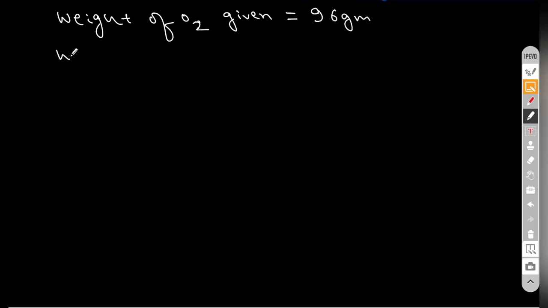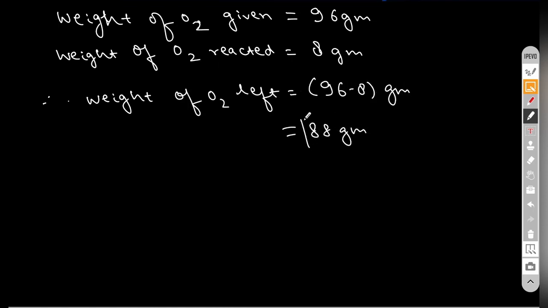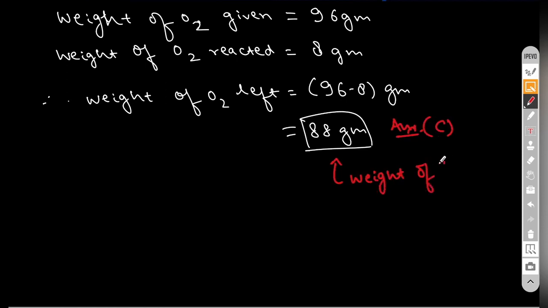Since we have to find unreacted weight, we'll write weight of O2 given, which was given in the question, 96 gram. Weight of O2 used or O2 reacted will be equal to 8 gram. We calculated that on the last page. Therefore weight of O2 left is equal to 96 minus 8 gram, which will be 88 gram. So this will be the answer for part C. Basically the weight of excess reagent left, weight of ER left. So this is pretty much it.